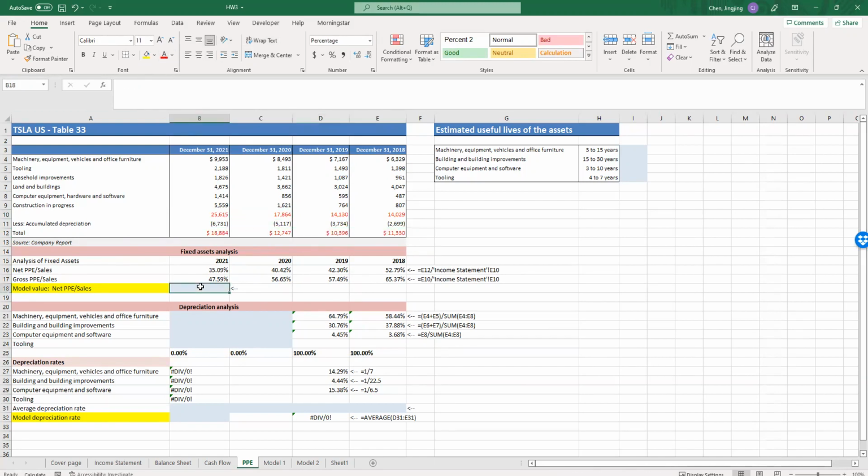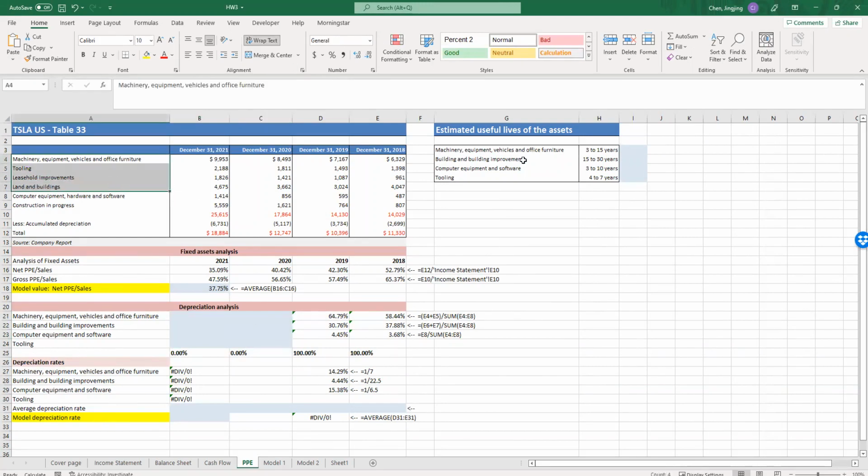For Tesla, it's similar to CAD. Our fixed asset assumption is probably better to make on net fixed assets over sales instead of fixed asset at cost. So here we can just use the average of the recent 2 years. And then for calculating depreciation rates, we need to do some more detailed analysis here.